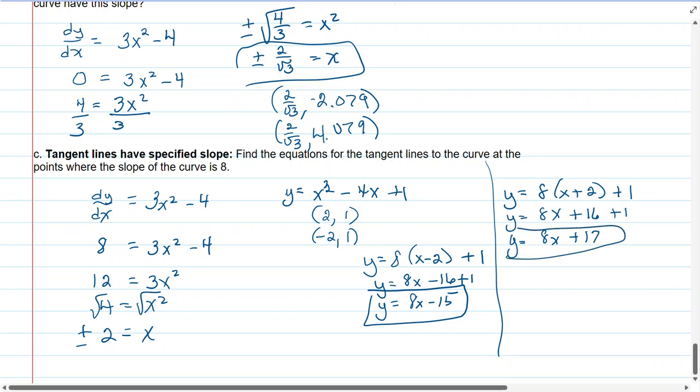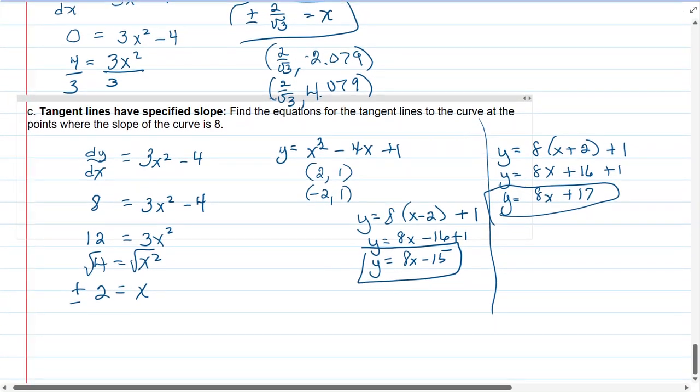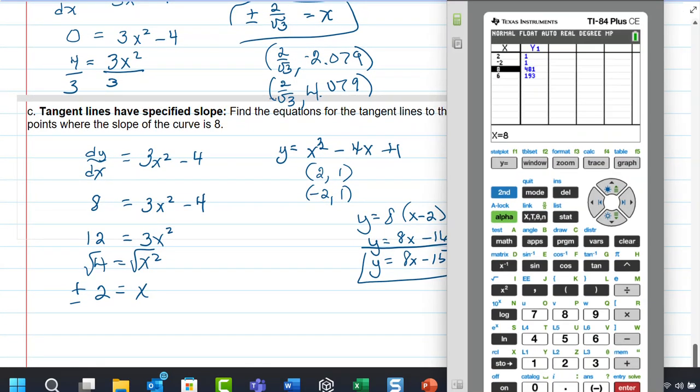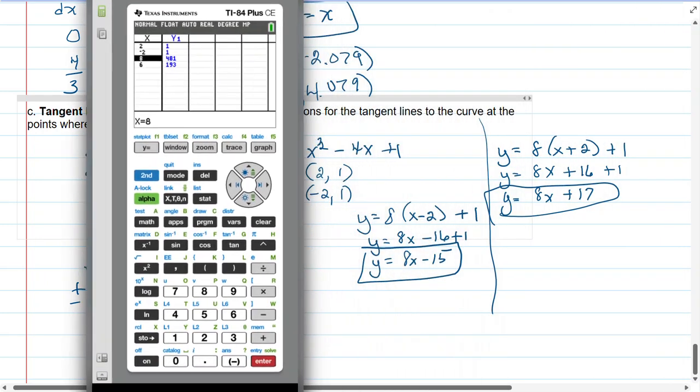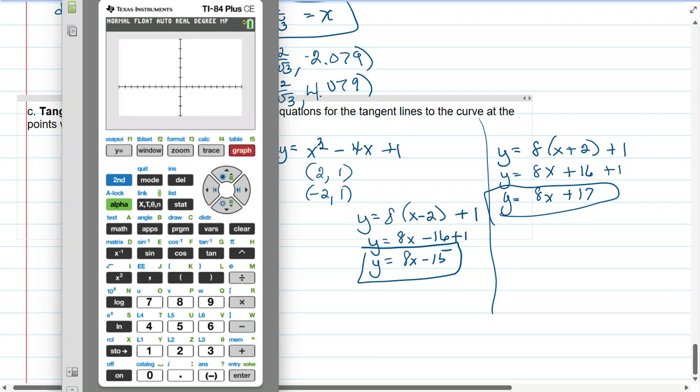All right, so I have both of them. Of course, we always want to use our tool. Let me see if I put anything else on there. No. Okay, so we're going to use our tool. Okay, we're going to graph it. And there they are. And these guys are parallel lines.